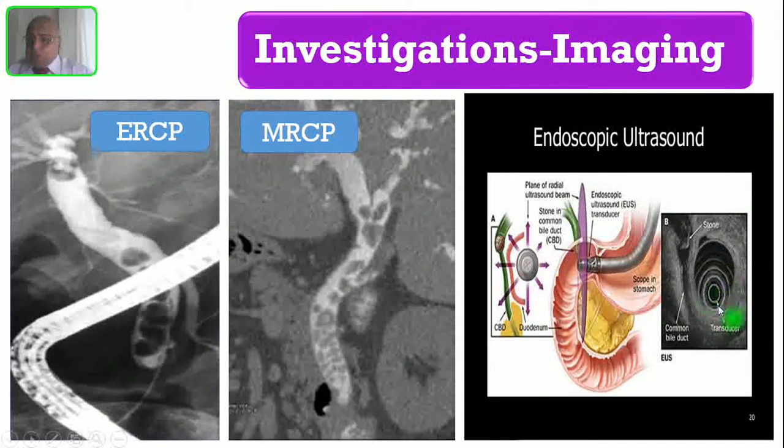This is what you are seeing in this film. This is the scopy and this is the ultrasound. You are seeing the common bile duct. This is a collapsed common bile duct, and proximal to the stone obstruction you are seeing the dilatation, and here you are seeing the stone also. And if you see any mass in the common bile duct, that is cholangiocarcinoma, you can also take a biopsy using this endoscopic ultrasound.